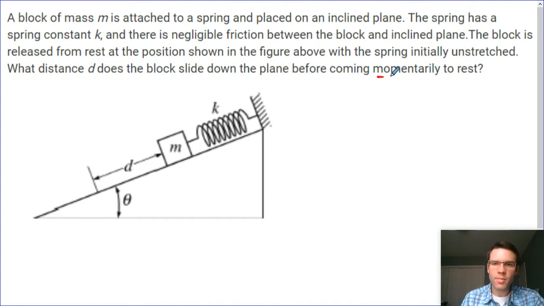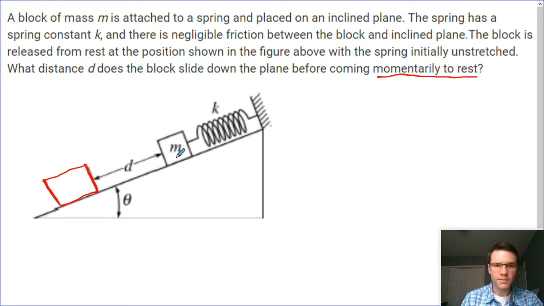If you thought about this problem and thought about momentarily at rest, and you tried to solve it like this, you're probably not alone. You said the block's going to get down this distance d, and it's going to come to rest when the force of the spring is equal to the force of gravity acting down the plane. You're probably not alone in thinking about it that way, but that's incorrect, because what actually happens here is the block starts to accelerate.